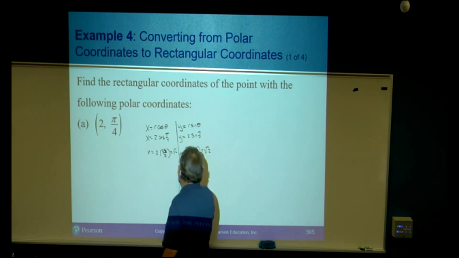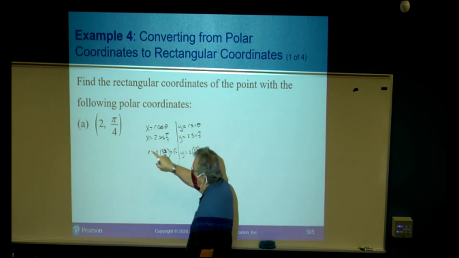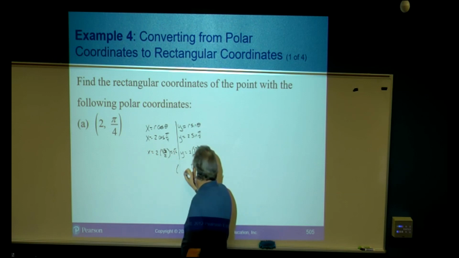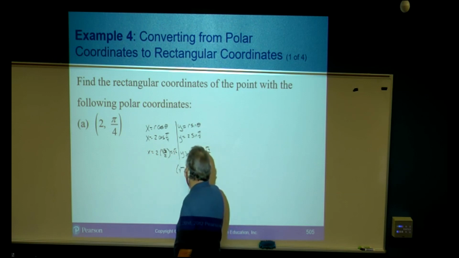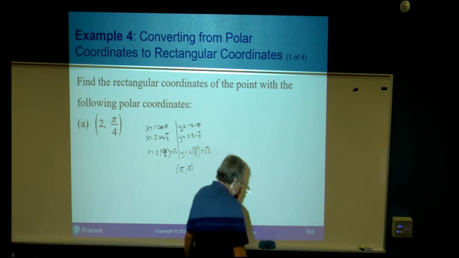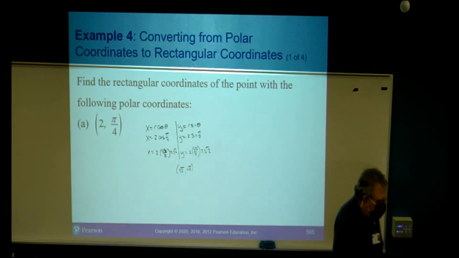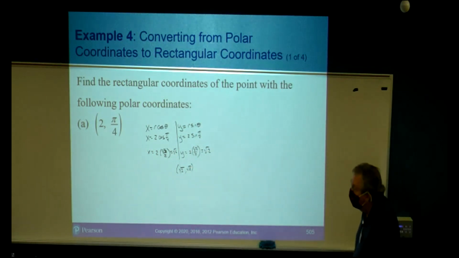So the point 2, pi over 4 in polar coordinates, I mean, its rectangular coordinates is the square root of 2 comma square root of 2. Those two give me the same point, provided the units are the same.